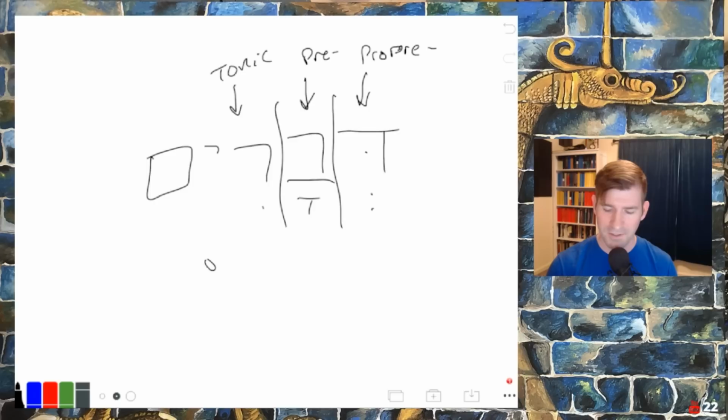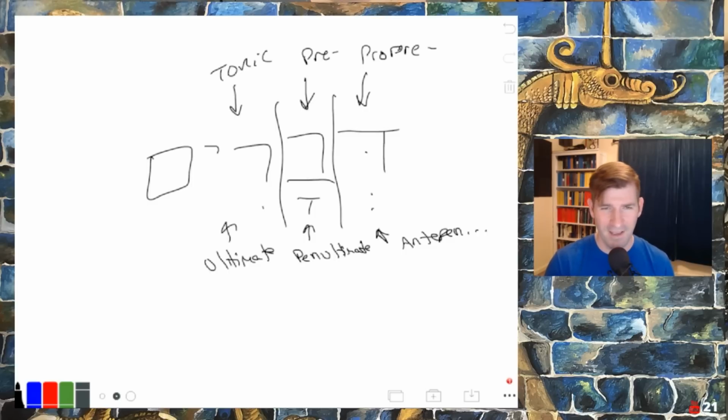Also, this is called the ultimate syllable. This is called the penultimate syllable. So the ultimate syllable is the one at the end. Penultimate. And this is called the antepenultimate. I may use those, because I learned Hebrew with those words. So you may say the accent is in the antepenultimate syllable or in the propretonic syllable. Anyway, it's good to at least be familiar with those words.